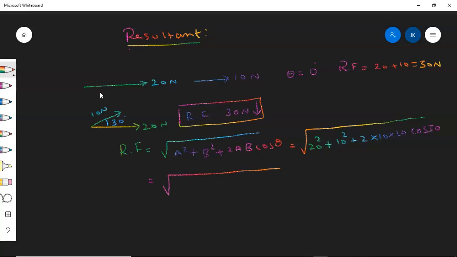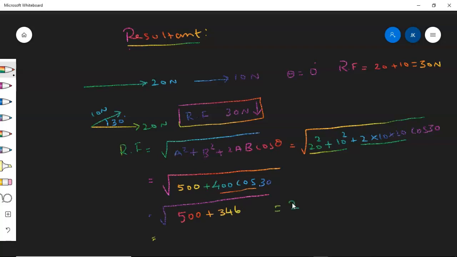So this 20 square plus 10 square will be 500. Added together, plus 2 times 10 times 20, which is 400, times cos 30. So here 500, and this 400 times cos 30 is 346.